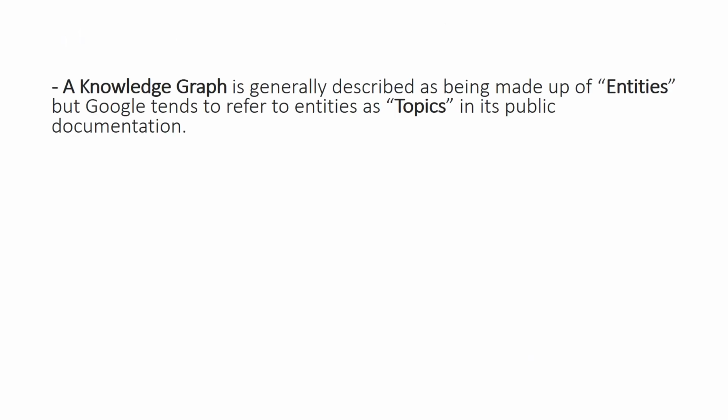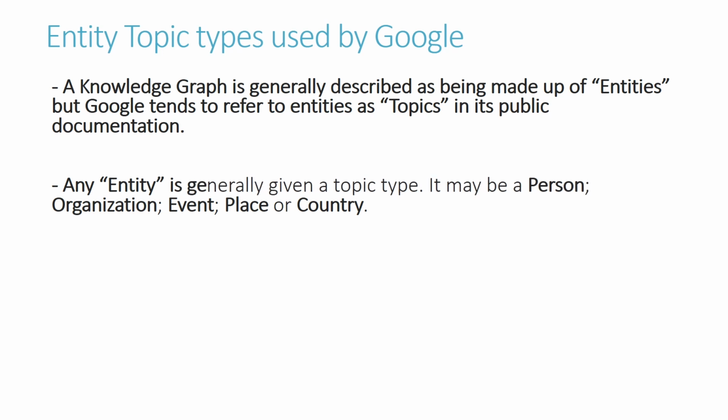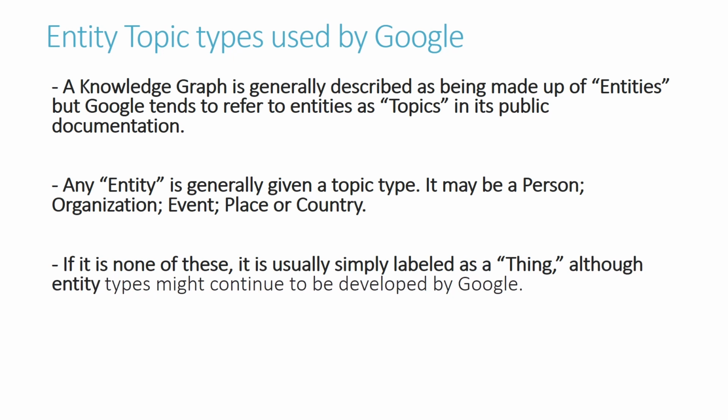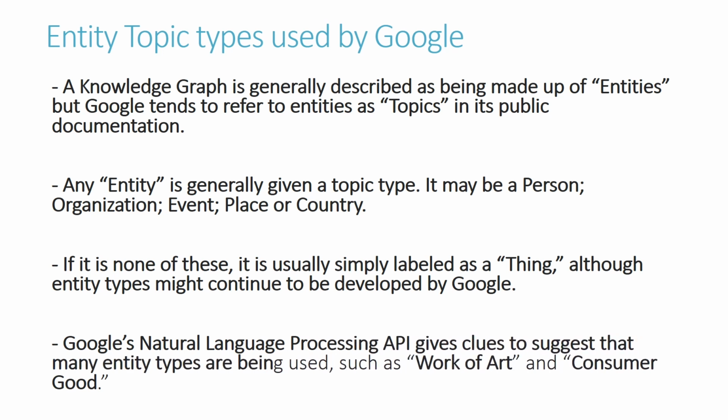A knowledge graph is generally described as being made up of entities, but Google tends to refer to entities as a topic in its public documentation. Any entity is generally given a topic type. It may be a person, organization, event, place, or country. If it is none of these, it is usually simply labeled as a thing, although the entity types might continue to be developed by Google. Google's natural language processing API gives clues to suggest that many entity types are being used, such as work of art and consumer goods.